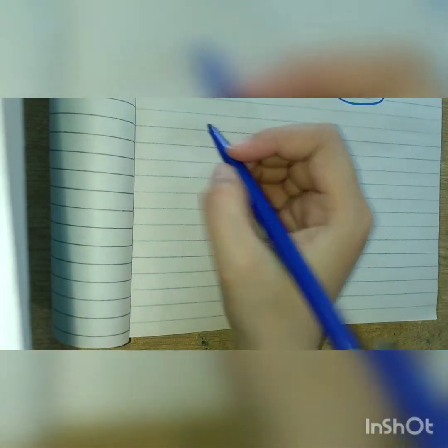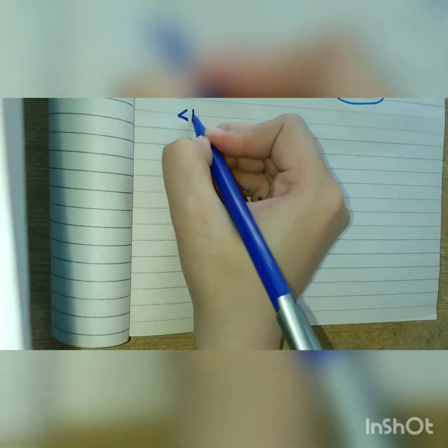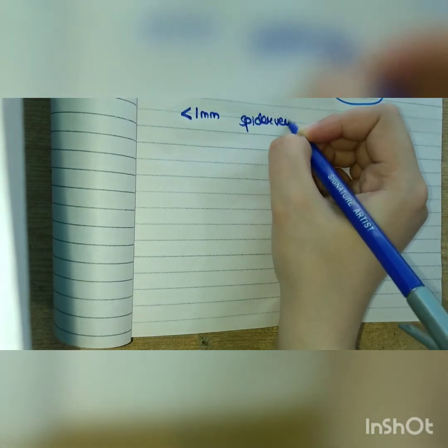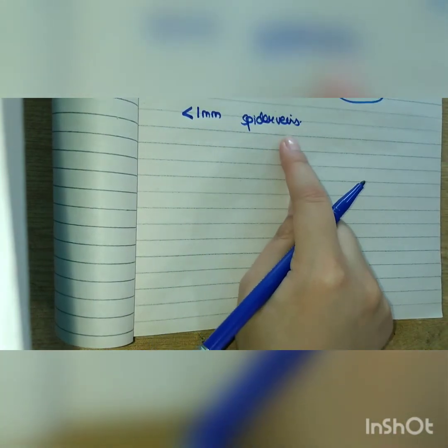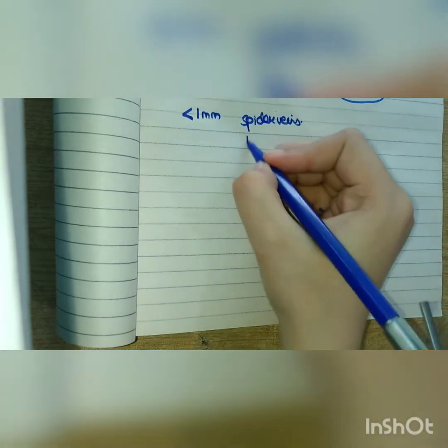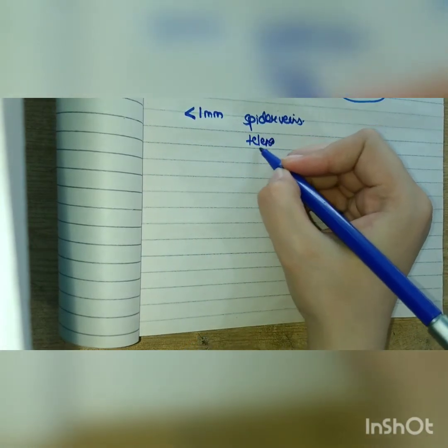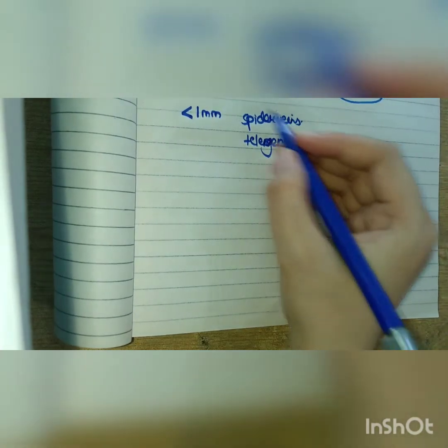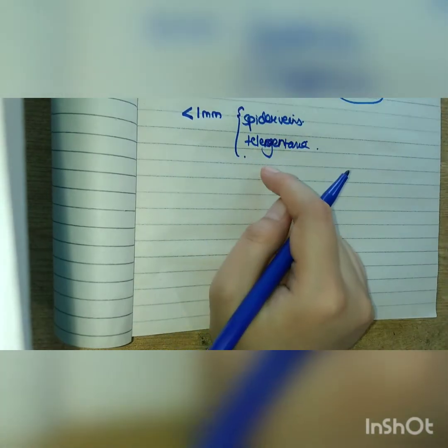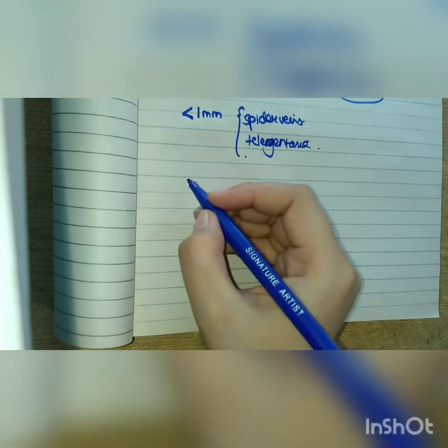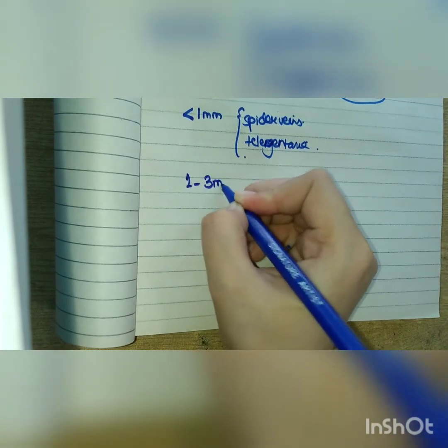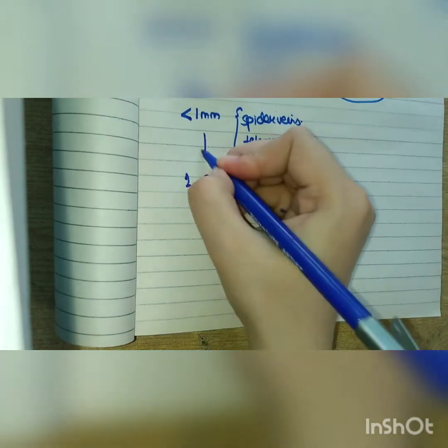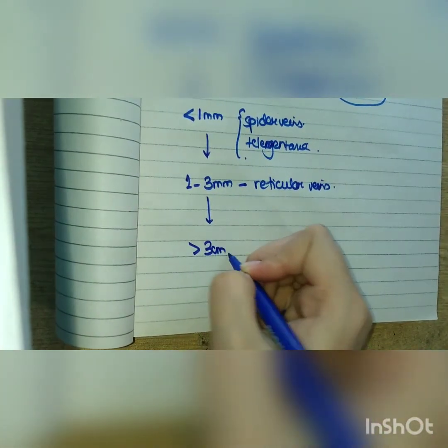Now initially, this is also a classification system, and if they're less than 1 millimeter, they are known as spider veins. They're not called varicose veins yet. Less than 1 millimeter: spider veins or intradermal venules. This is also known as telangiectasia. I just don't mind the spellings. These are the same, spider veins or telangiectasias. Now what happens is that, let's say the size is from 1 to 3 millimeter. Now they are known as the reticular veins.